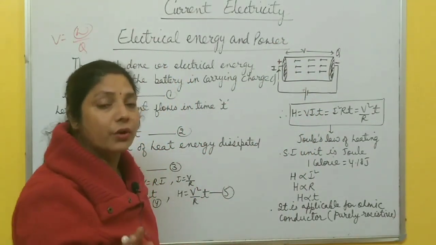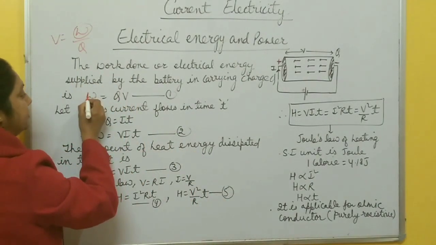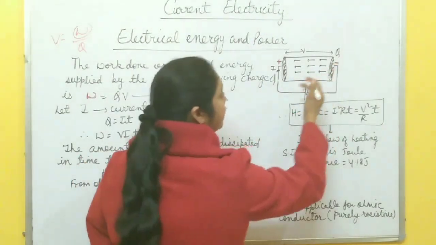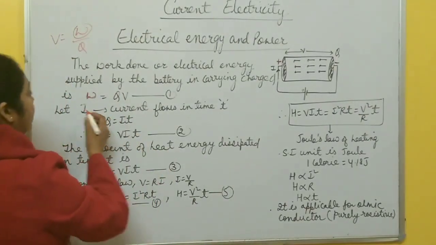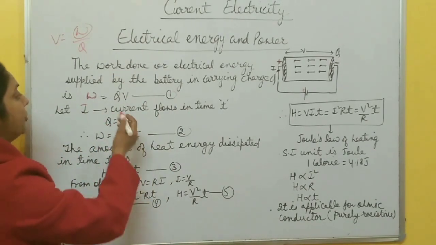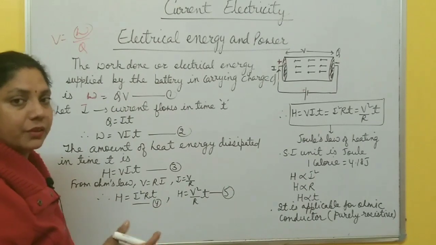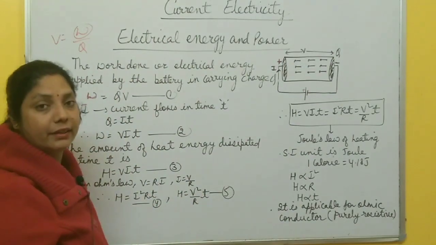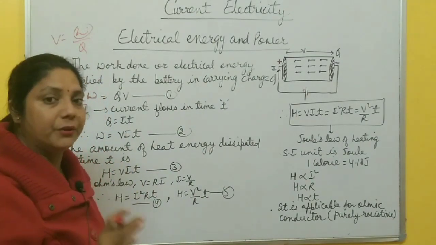This work done is also called the electrical energy supplied by the battery, and it is given by W equal to Q into V. Suppose due to the movement of this charge Q, a current I flows through the conductor. Then the current in time t is given by Q equal to I t. Now put the value of Q in equation 1, so the work done becomes V I t. This energy supplied by the battery, called electrical energy, is used by the charge particles to move from one end to another.